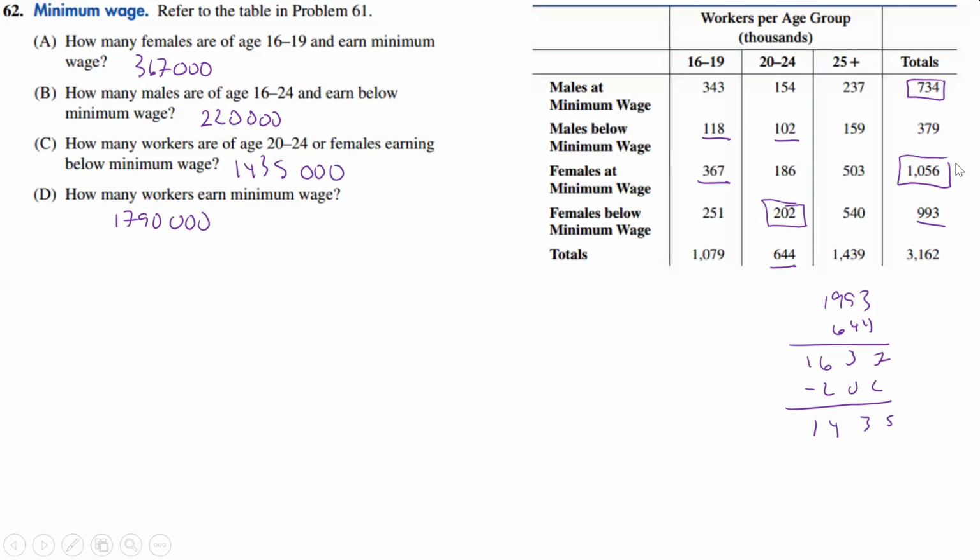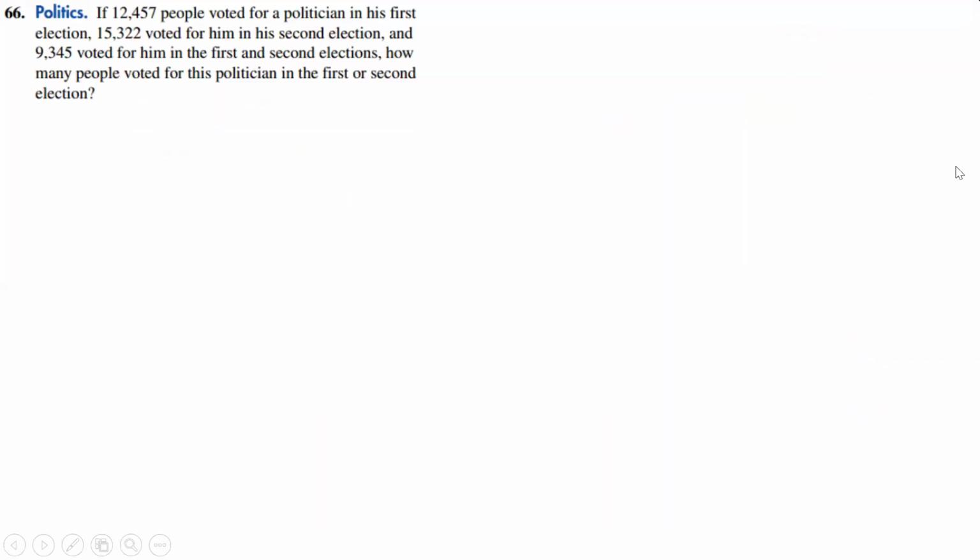So let's maybe look at one last one. And so here we have if 12,457 people voted for a politician in this first election, 15,322 voted for the second election, and 9,345 voted for both the first and second. How many people voted for this politician in the first or the second election? So we have the number in the first is equal to 12,457. The number in the second was 15,322. And we know the number of 1 and 2 is 9,345.